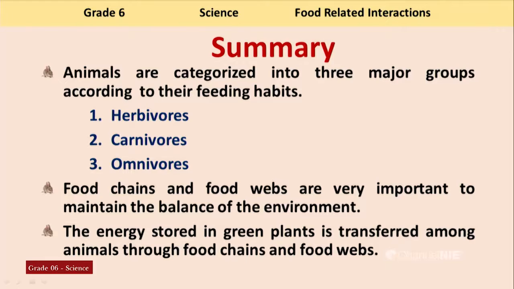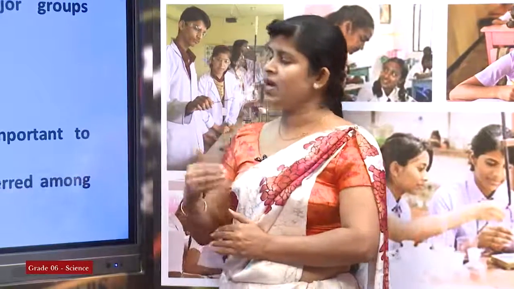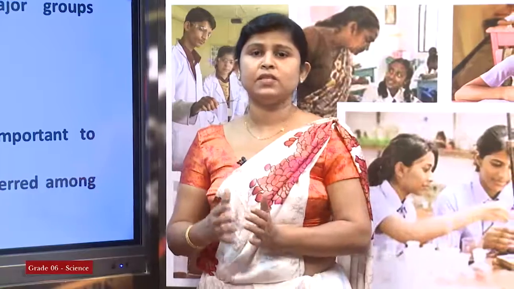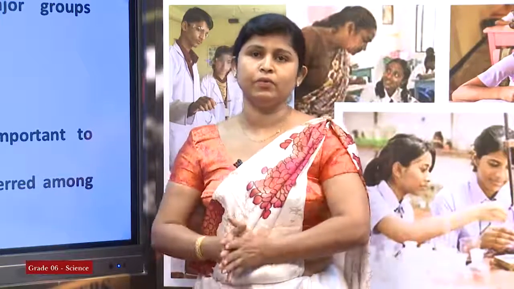So, we were talking about that. I explained to you the importance of food webs and food chains. The energy stored in green plants is transferred among animals through food chains and food webs. I explained to you, the energy is stored in green plants and it is transferred through the food chains. The energy stored in green plants is going from link to link in a food chain.